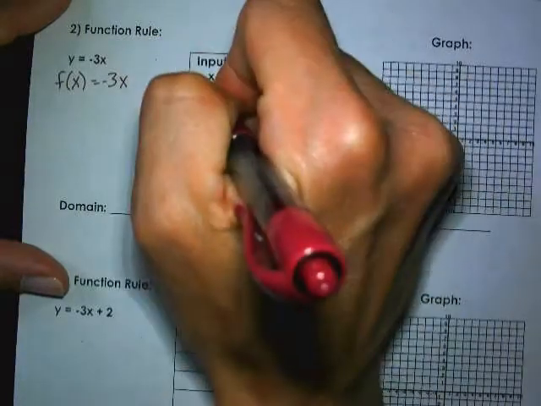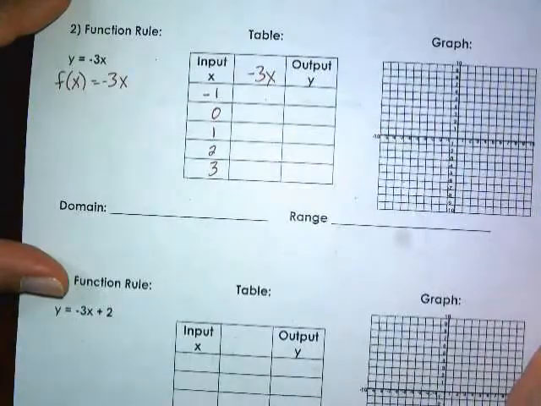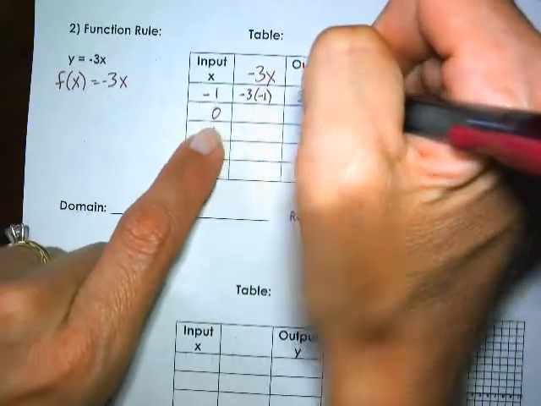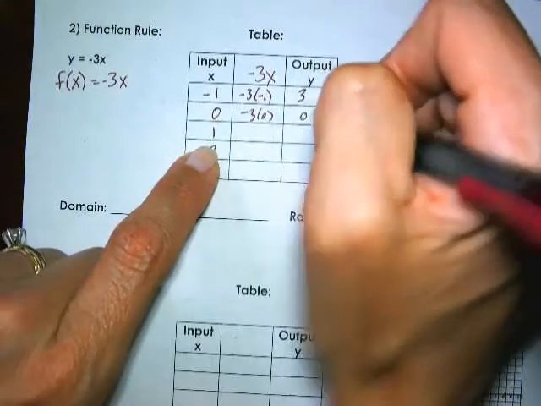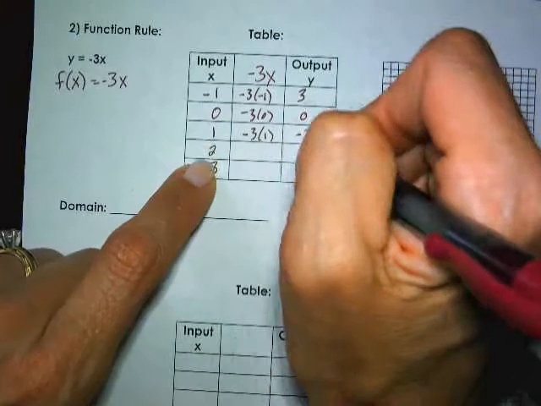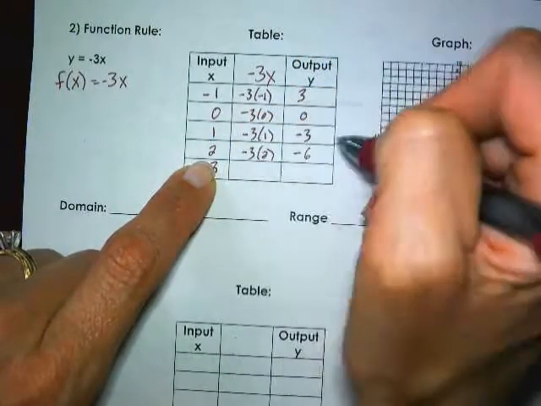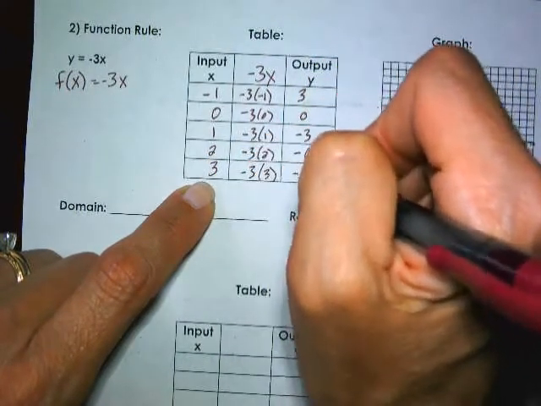So I picked -1, 0, 1, 2, and 3. -3 times -1 is +3. -3 times 0 is 0. -3 times 1 is -3. -3 times 2 is -6. And -3 times 3 is -9.